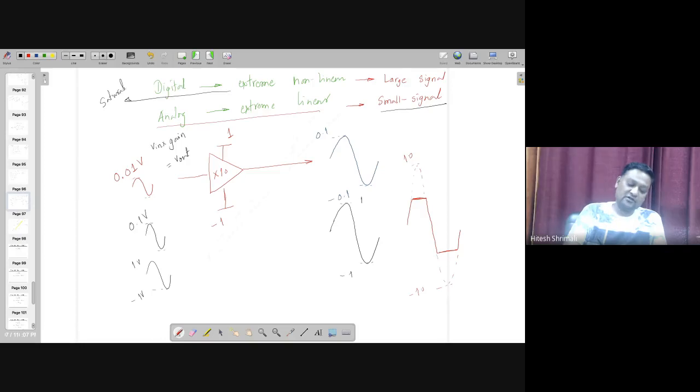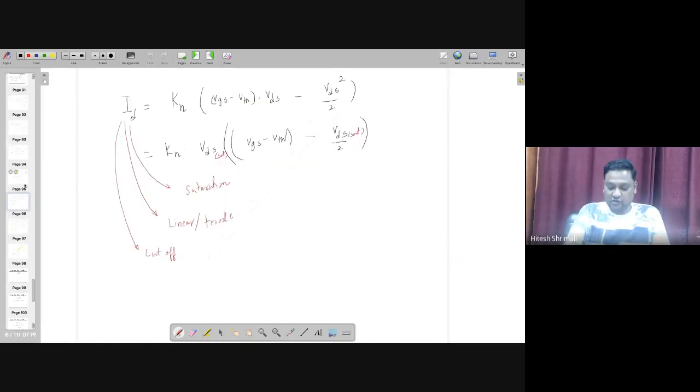Whereas this analog circuit is the one which is inside the small signal regime, where the output does not get saturated to VDD and ground. Hence there is no saturation. So that's an extreme linear and the other side is extreme non-linear. So that is the meaning of that particular sentence. Okay, so let's come back to what we were talking about.